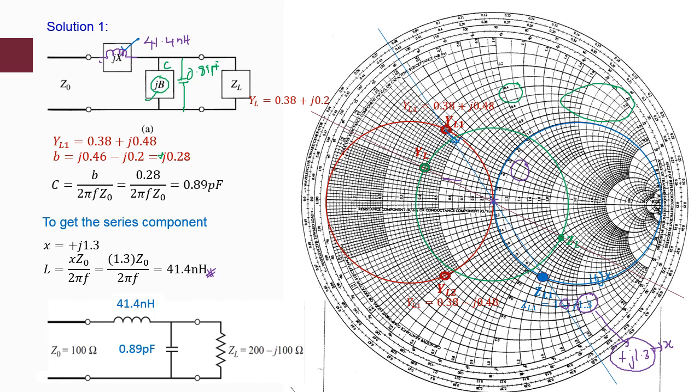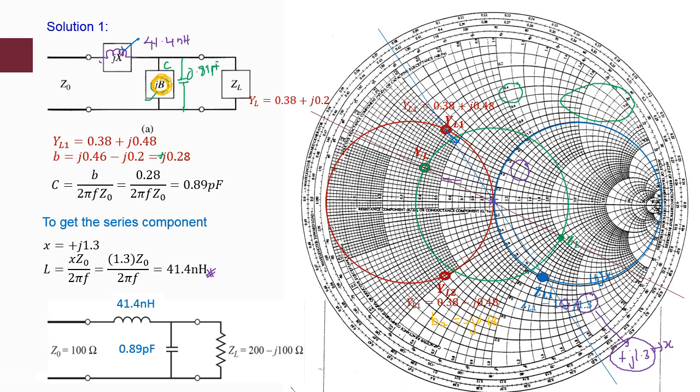Okay, same goes for solution 2. If you are going to use solution 2, then we have calculated the B2 just now, so you refer to B2. In this case, B2 is equal to negative j 0.68. So refer to the table: if B is negative, what will be the component in here? I suppose it will be the inductor in the second solution.